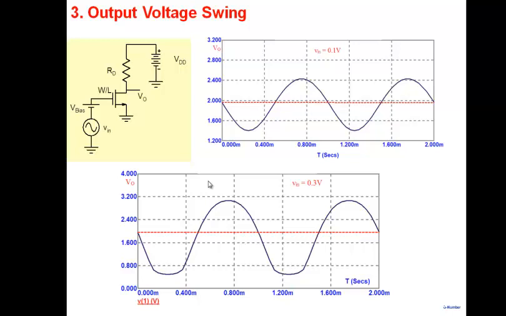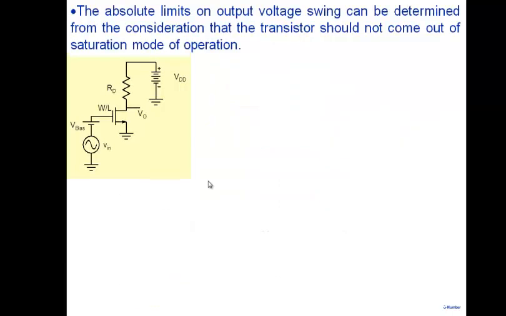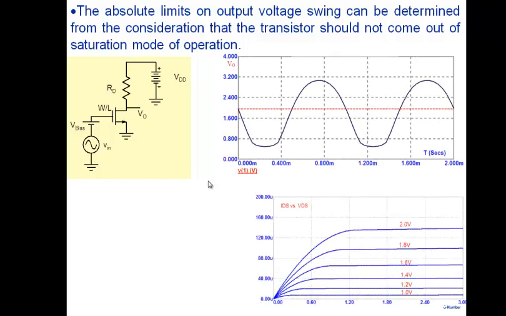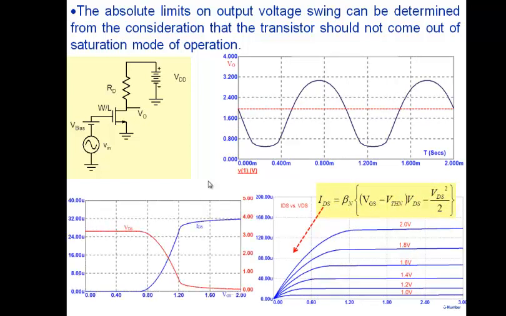Okay. So what I'm trying to say here is, first of all, we'll find out the absolute limits of when the distortion becomes visibly large. Those absolute limits of output voltage are what we're going to try and find. So this is one limit that you see here, and as I said, that is because it enters into triode region.